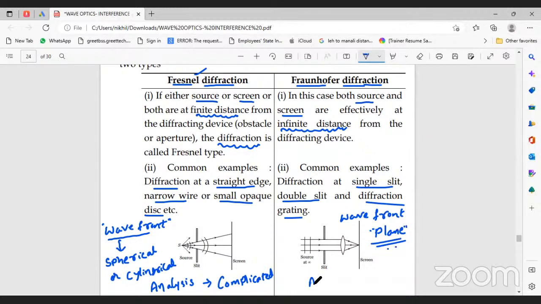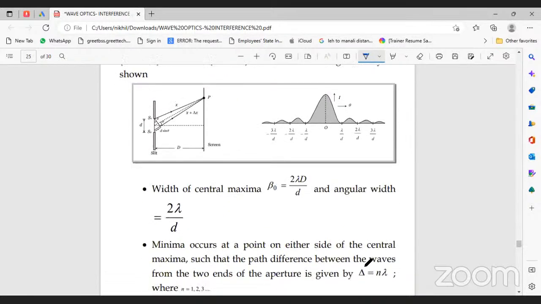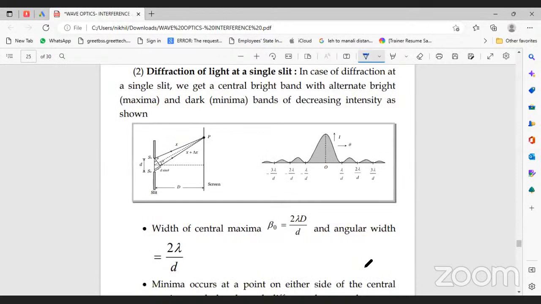Comparatively, the analysis is simple. In the case of Fraunhofer diffraction, the analysis is simple compared to Fresnel diffraction. So you can notice the diffraction through a single slit.